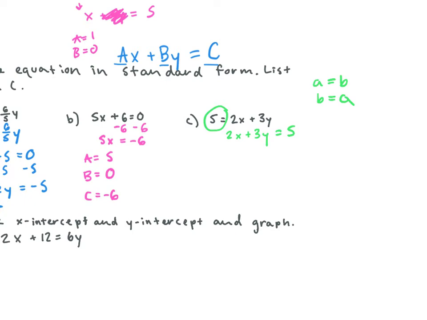So I'm just going to move it to the right side. So I'm not switching things in our equation around. I'm just moving the equals 5 to the right side of our equation. And now it's in standard form. So our a is 2, our b is 3, and our c is 5.